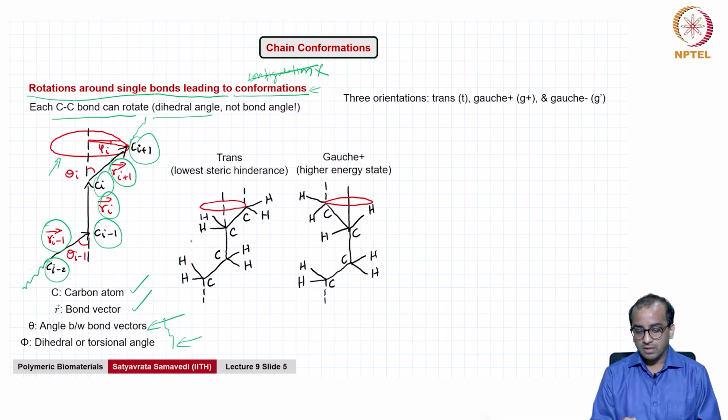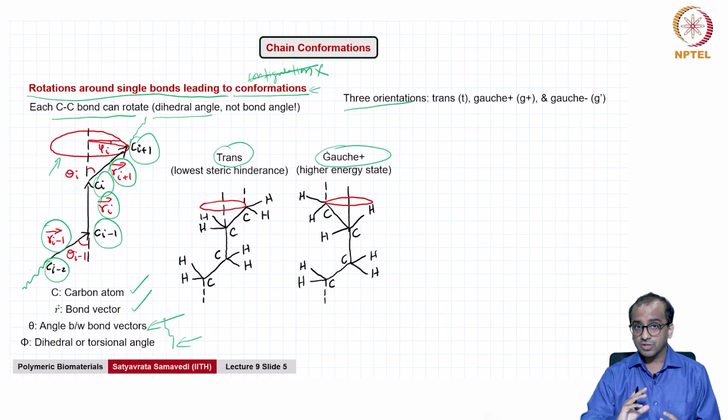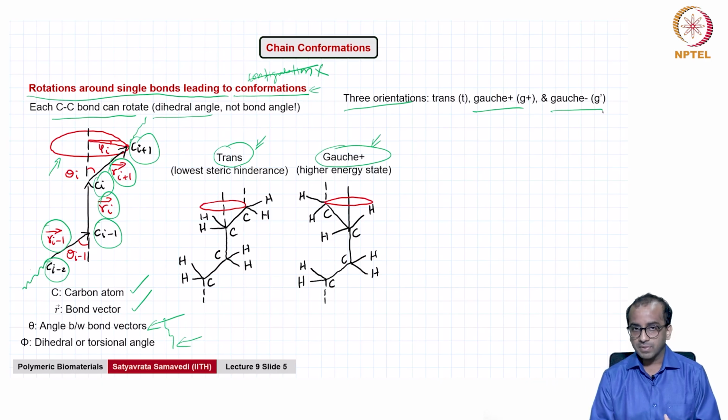So, shown here are two different ways in which the CC bond has rotated, resulting in at least two different ways along the potential energy diagram, where you have what we call the trans state and the gauche plus state, and depending on the angle of rotation, the gauche itself can produce two states, namely gauche plus and gauche minus. And just as an example, we are looking at trans and gauche plus here.